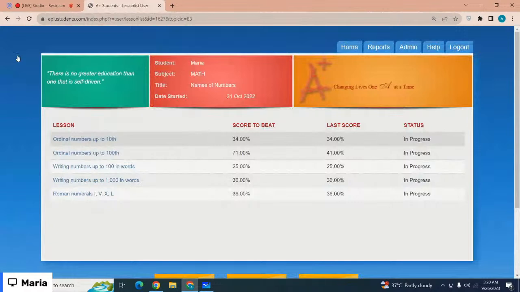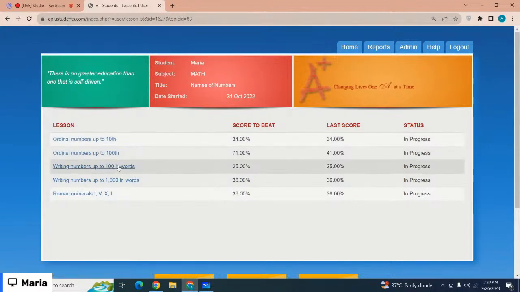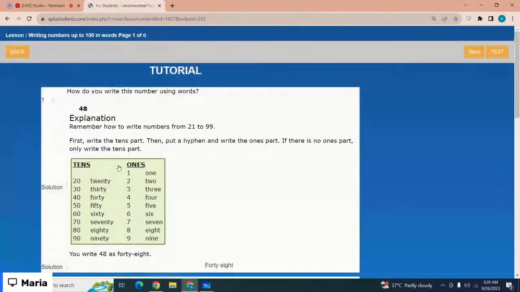So the next one is writing numbers up to 100 in words. Basically, the names of the numbers, or writing the numbers in word form, is another way to represent the numbers, right? For example, how do you write this number using words? Say you have a number written 4 and 8. How do you read this number? Basically, that's how we read the numbers, right? We read 48.